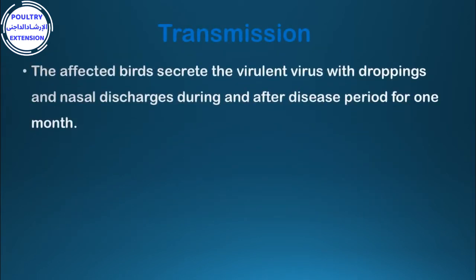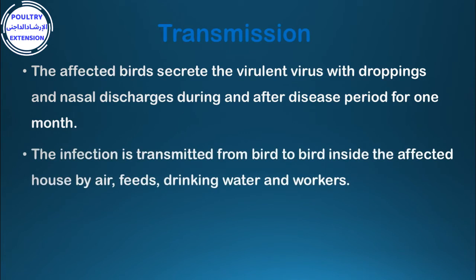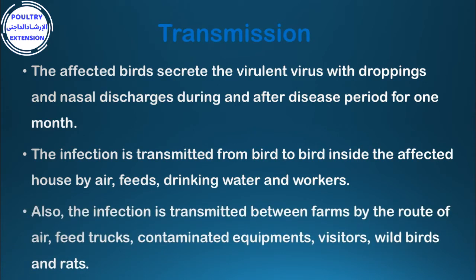Transmission. The affected birds secrete the virulent virus with droppings and nasal discharge during and after the disease period for 1 month. The infection is transmitted from bird to bird inside the affected house by air, feeds, drinking water, and workers. Also, the infection is transmitted between farms by air, feed trucks, contaminated equipment, visitors, wild birds, and rats.